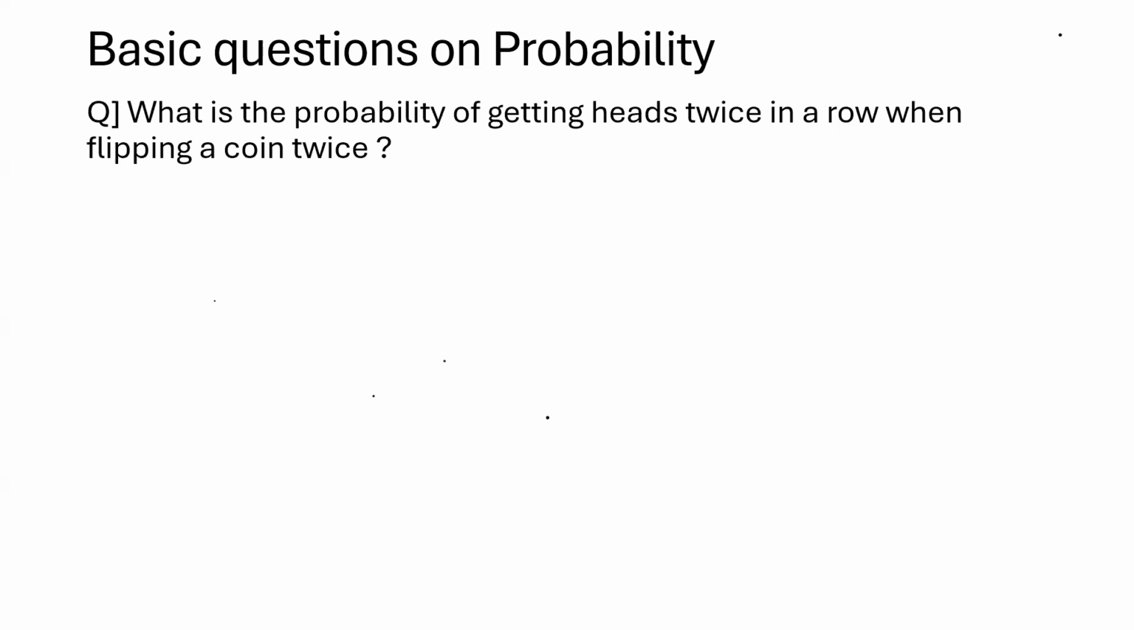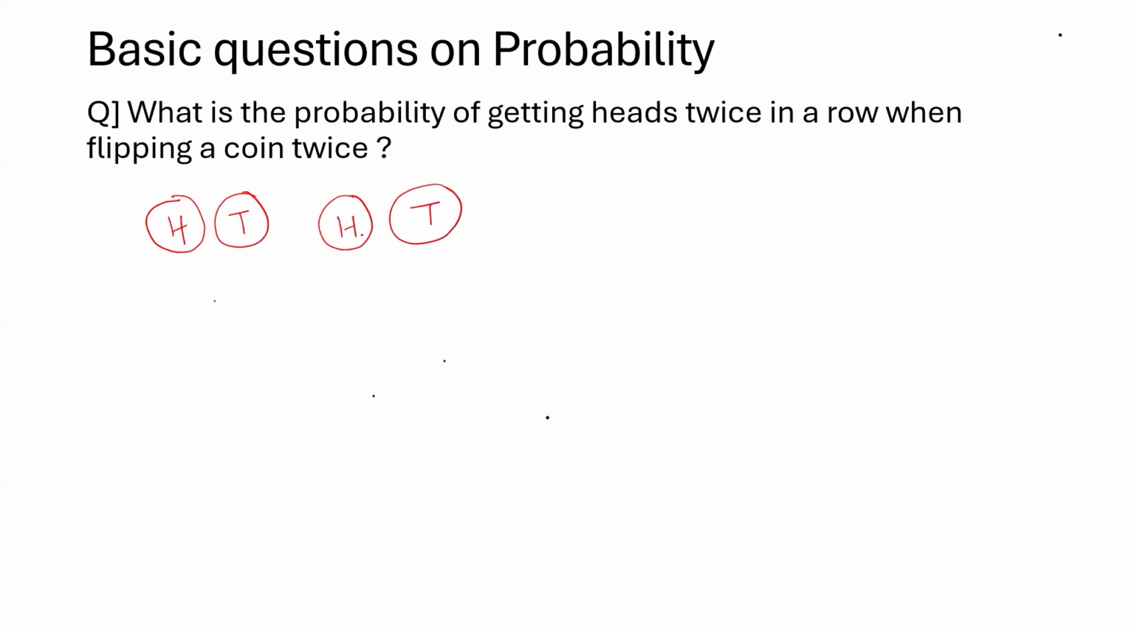So let's look at this problem. It says, what is the probability of getting heads twice in a row when flipping a coin twice? So you have two fair coins and you are flipping a coin twice, right? So what will happen? If you flip two coins twice, you have coins like this, right? One side you have head, other side we have tail. Similarly, heads and tails. This is the scenario.